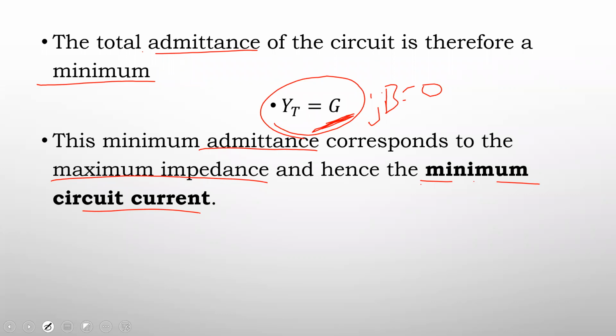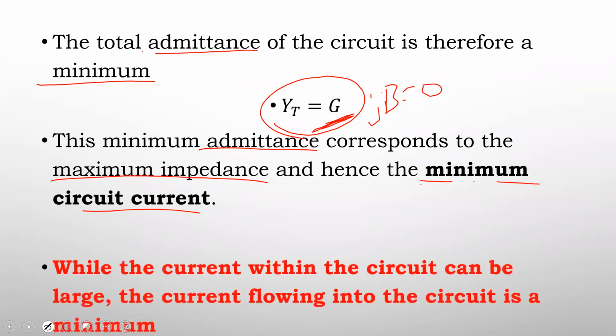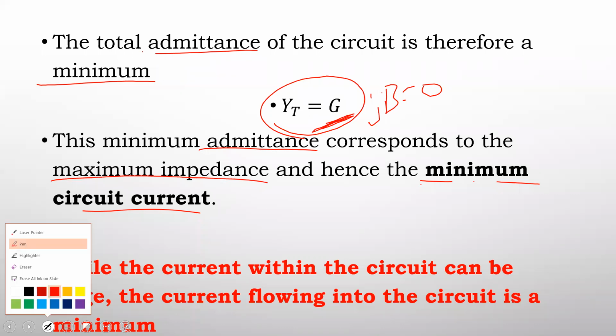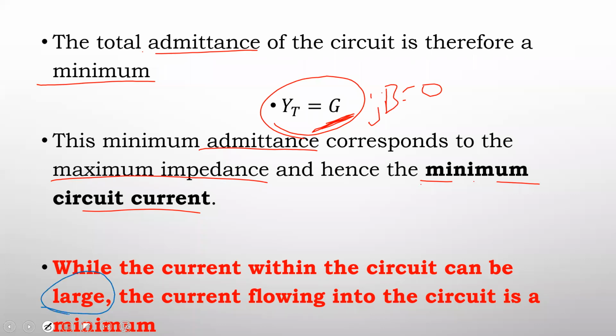There is a caveat, however, and that is the current within the circuit can be large. So the current that is passing through the inductor and the capacitor and the resistor, the current within the circuit can be large. All right, so the current can be large. However, the current flowing into the circuit is a minimum.